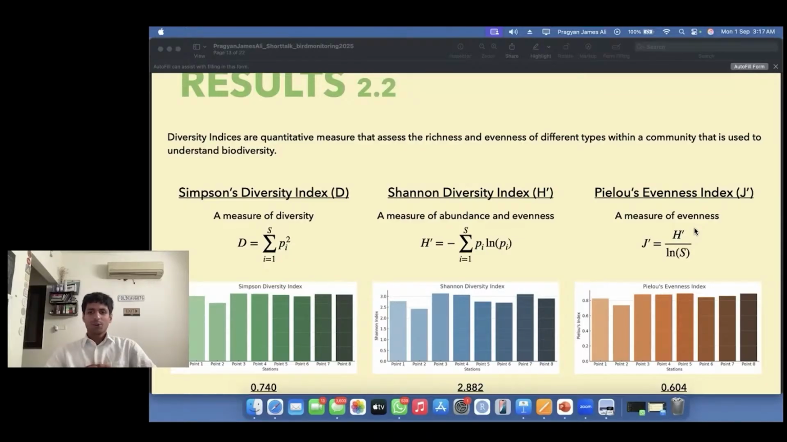We see that point 2 has consistently recorded lower values, which indicates inadequate sampling or actual habitat change. I would like to vouch for myself and say that it was not the first one.